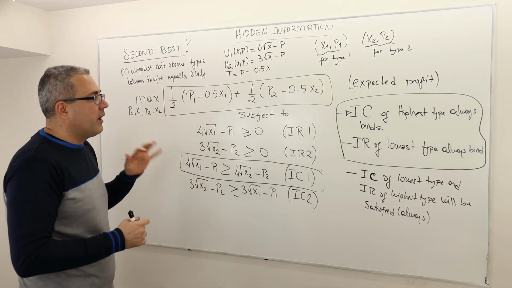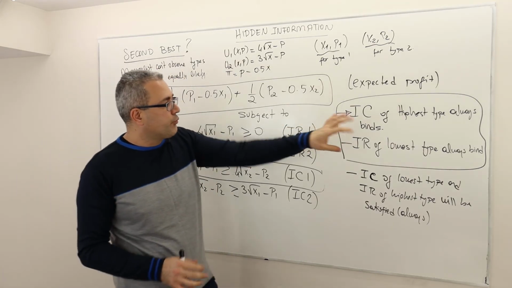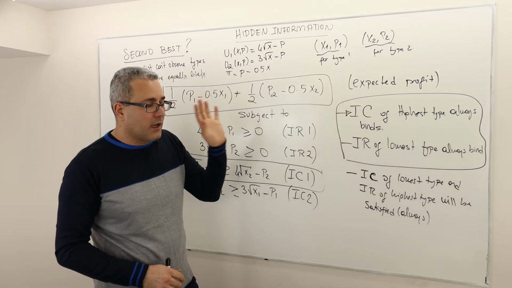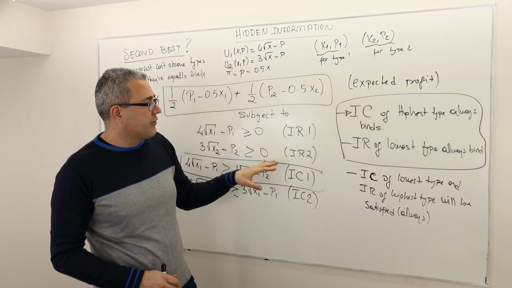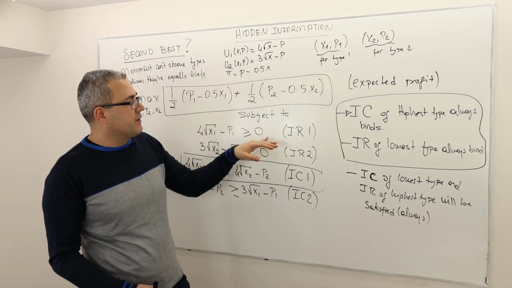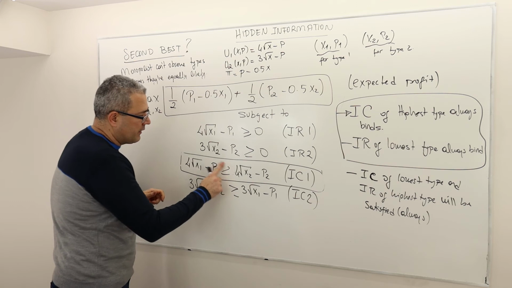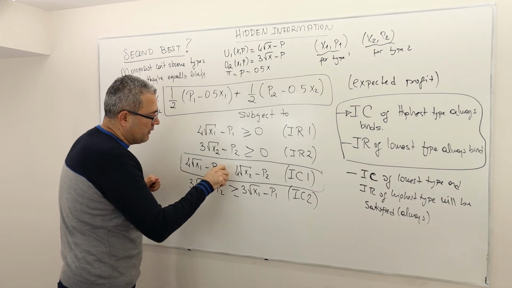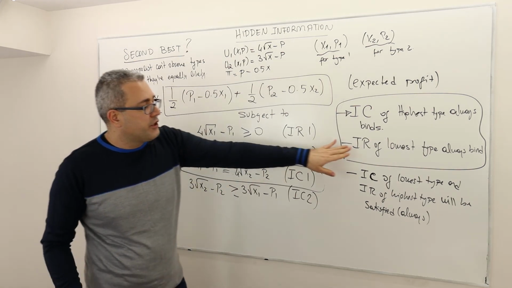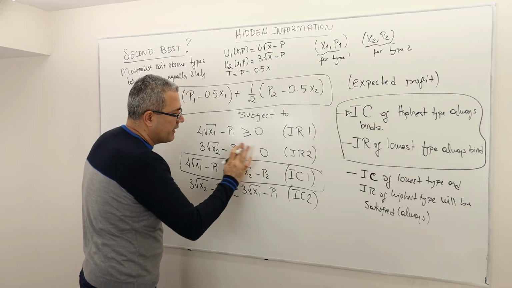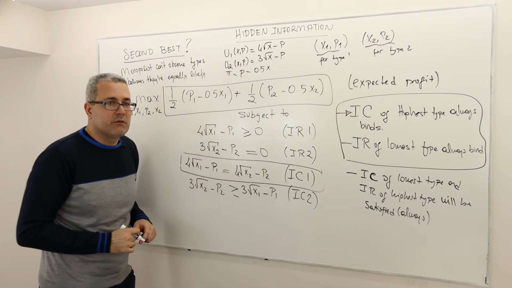Okay, guys, if I need to summarize, I just proved that the incentive compatibility constraint of the highest type, which is type 1, has to be binding, all right? And so this has to be equal. And the individual rationality of the lowest type, which is type 2, must be binding. So this must be 0.